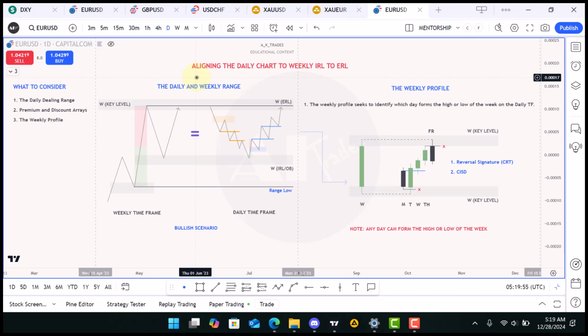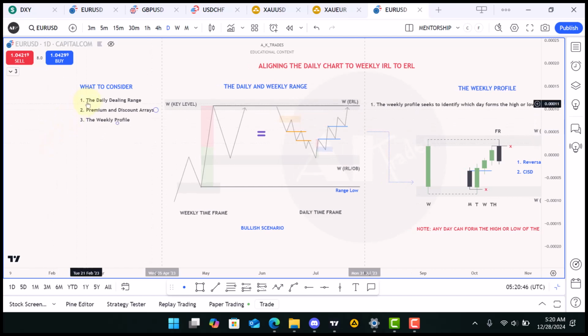So in that video, I made mention of the fact that the daily charts can also be used when the weekly chart is unclear to find the weekly bias. So today, that is what I am going to dive into. So how do we align the daily chart to the weekly internal range liquidity to external range liquidity or vice versa? Remember, we can use the higher time frame candle to predict how the lower time frames will behave. The same way we can use the lower time frames to also predict how the higher time frame candle will be.